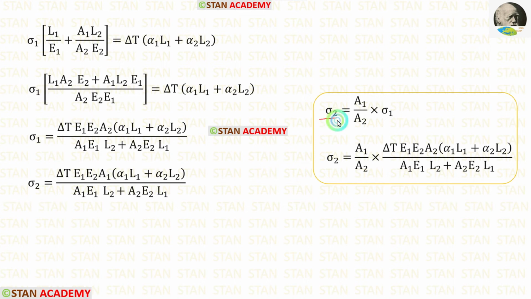We know that sigma 2 is equal to area 1 upon area 2 into sigma 1. Let us multiply sigma 1 with the area 1 upon area 2. Area 2 will be eliminated. Finally, for sigma 2, we will get these. In these two formulas, all of the values will be same except the areas in the numerator. For sigma 1, there should be area 2, and for sigma 2, there should be area 1. This is the only difference in these two formulas.